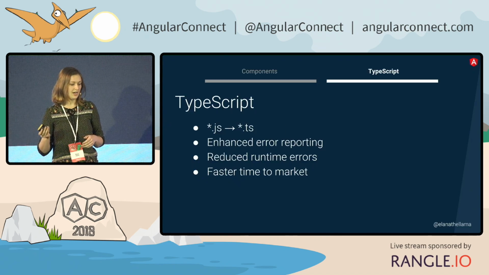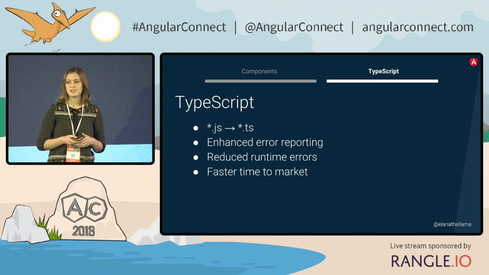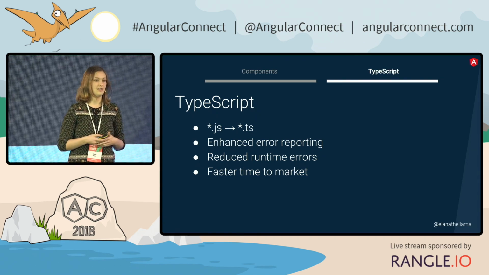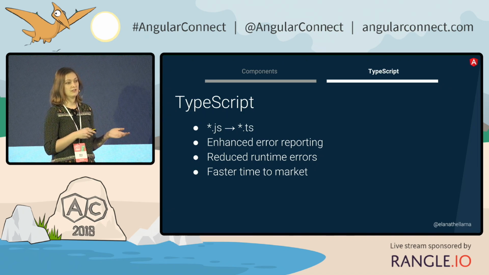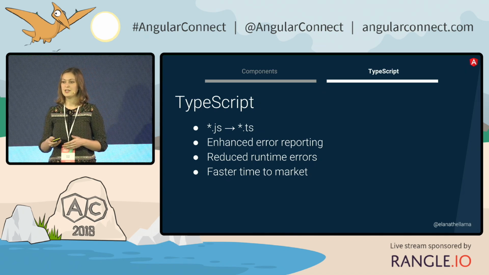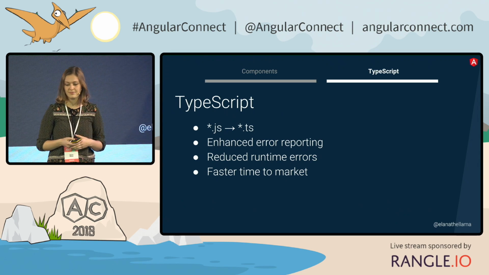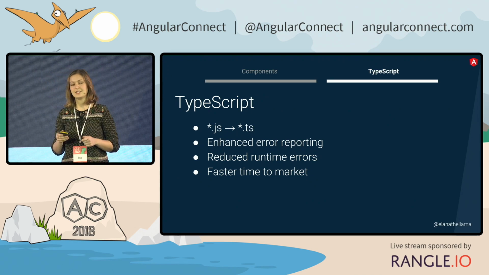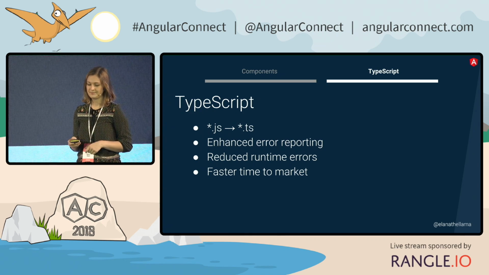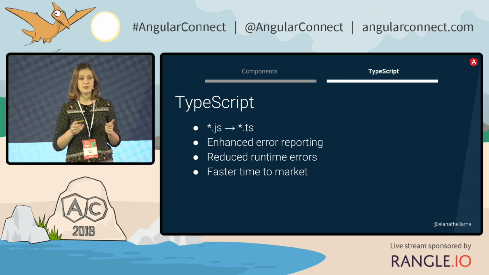Now, the other aspect is TypeScript. Switching to TypeScript can be as simple as installing the TypeScript compiler, switching your extensions from .js to .ts, and retroactively adding types to your functions and variables. It isn't always that simple, but for many applications it can be. TypeScript allows for enhanced error reporting and reduces runtime errors because it's catching it in build time. And that's a huge reason why they switched to TypeScript. This in turn produces a faster time to market if we're catching more bugs in build time.